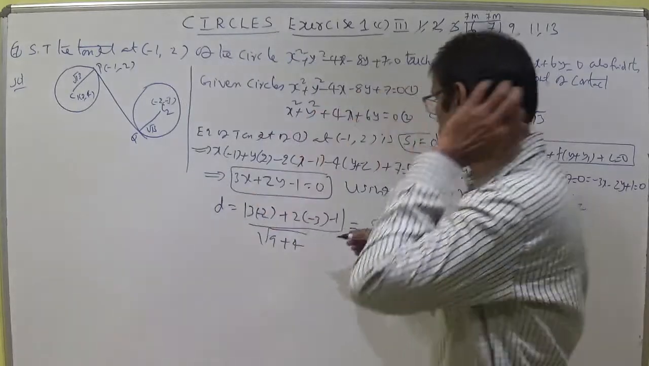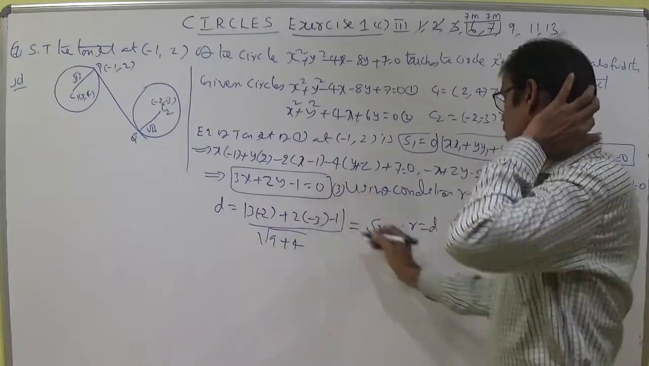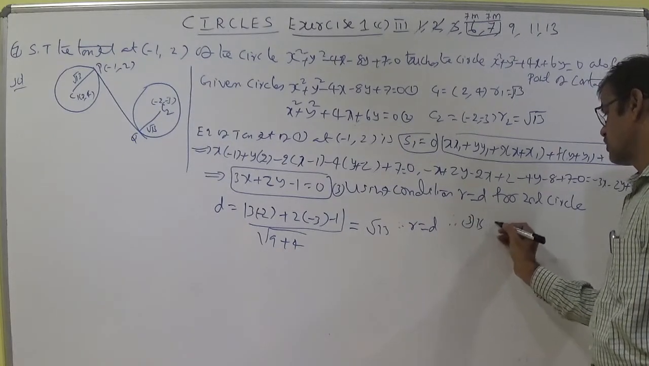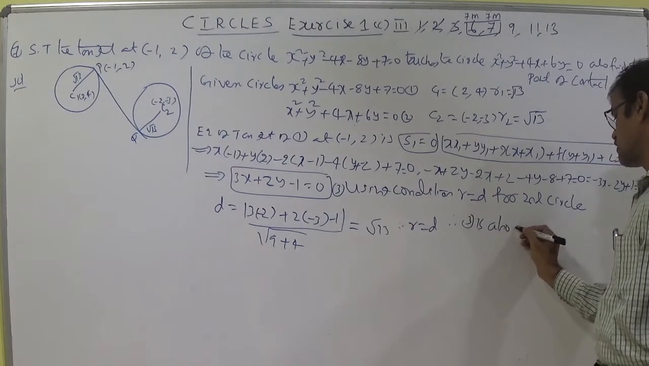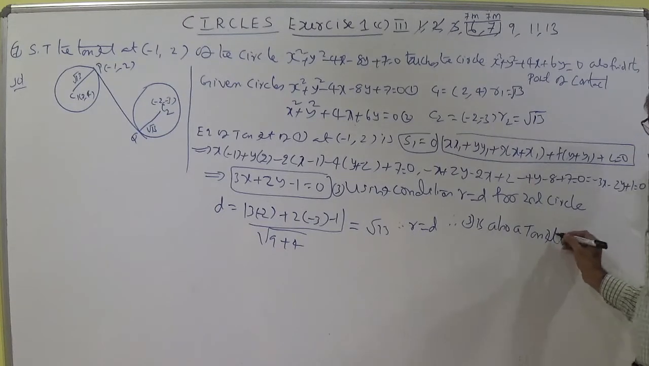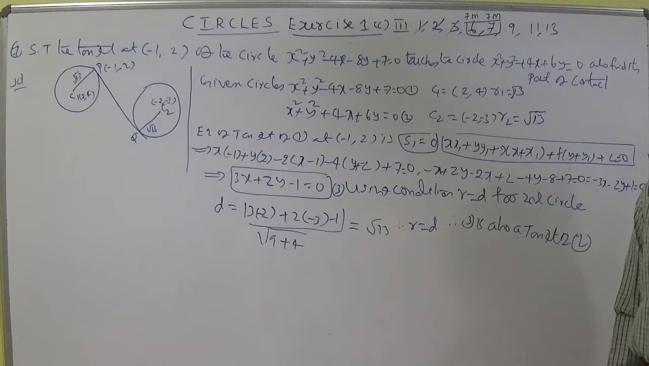Put a name here: this is the third equation. Therefore, the third equation is also a tangent of the second circle. So the third equation is the common tangent of the second circle also.